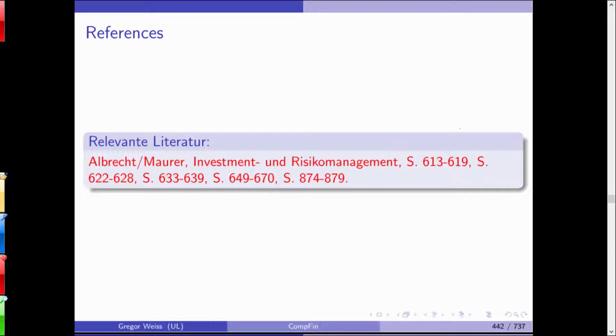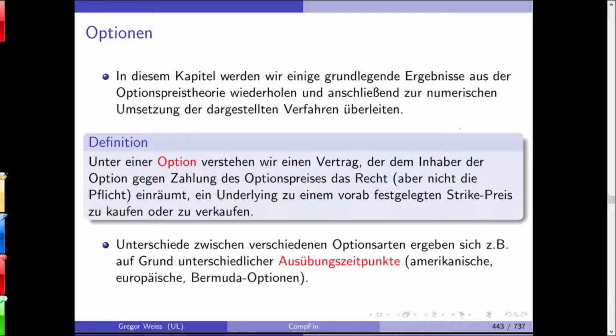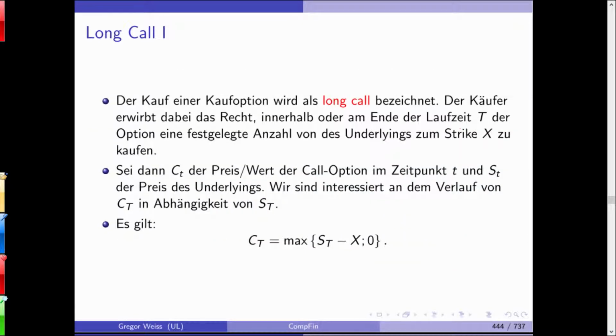Let's start with options. You can look it up here in the investment and risk management book. An option is just the right but not the obligation to buy or sell an item. Usually we'll use a stock as the underlying, and you can distinguish American options, European options, Bermudan options. European options can only be exercised at the end, at maturity. American options can be exercised at any point in time until maturity, and Bermudan options can only be exercised at reoccurring points in time, for example, on the first of each month. So it's right between an American and a European option.